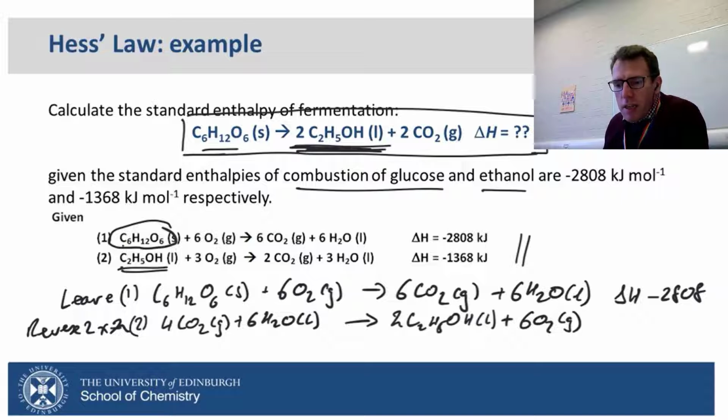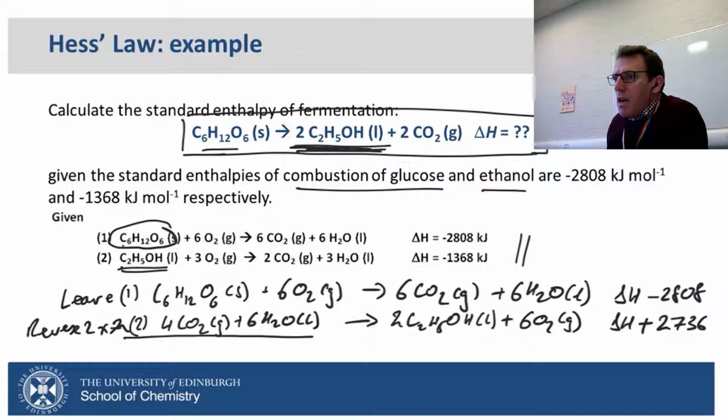We're reversing this equation and multiplying it by 2, so the enthalpy of that is positive, because we're reversing the equation, and we multiply 1368 by 2 to give us 2736 kilojoules. So now what I have to do is just sum these up.